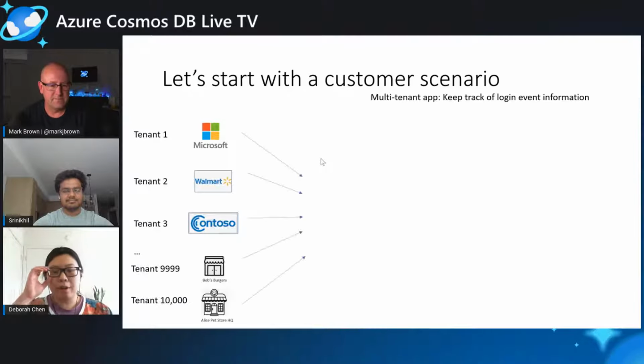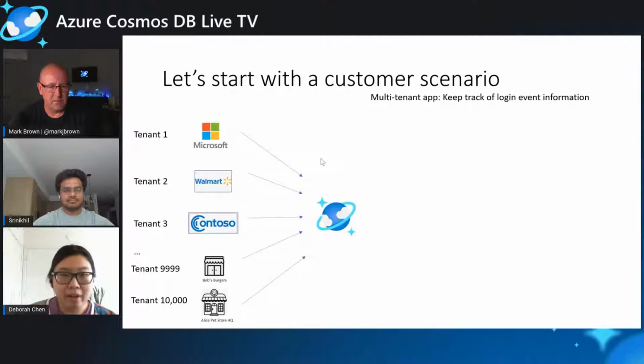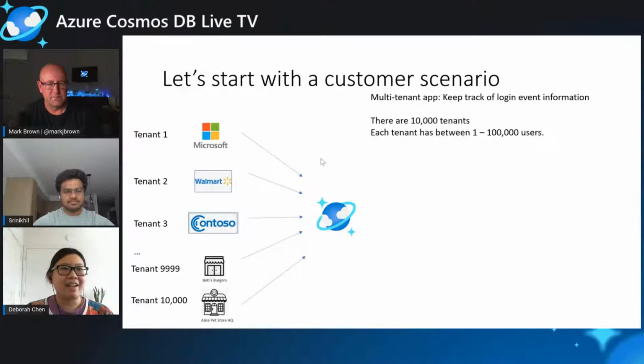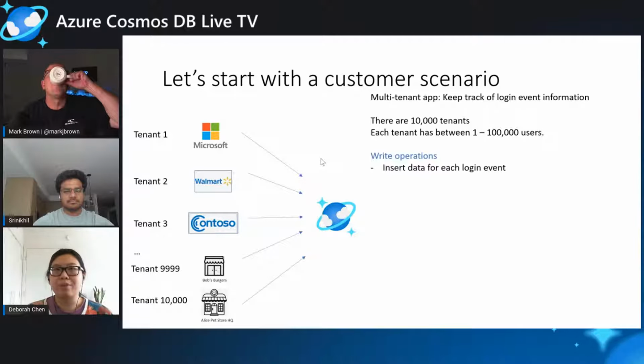All right, so the customer scenario is a multi-tenant scenario. And let's say in this scenario that we keep track of login information for a customer, but it really could be any kind of event information for a tenant. Now you have many different tenants. Some of them are very large, like a Microsoft tenant. Some of them are much smaller, and each tenant has between 1 to 100,000 users.